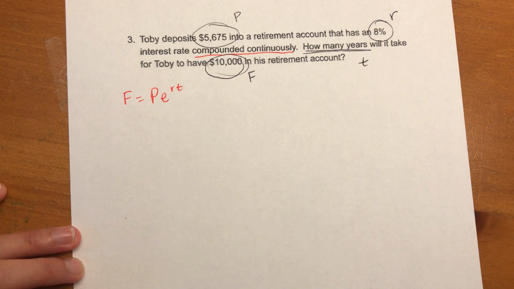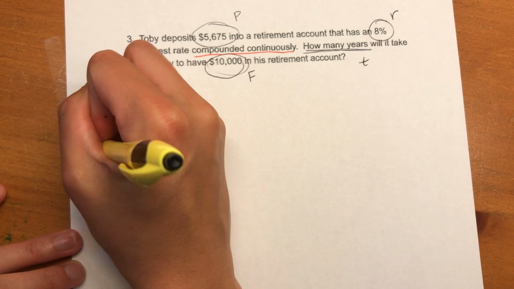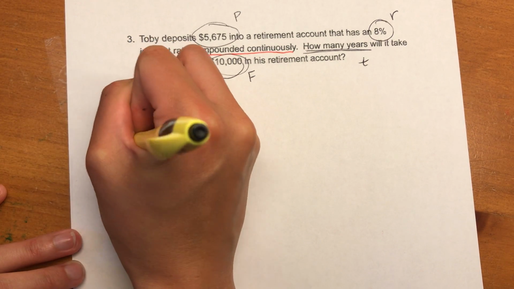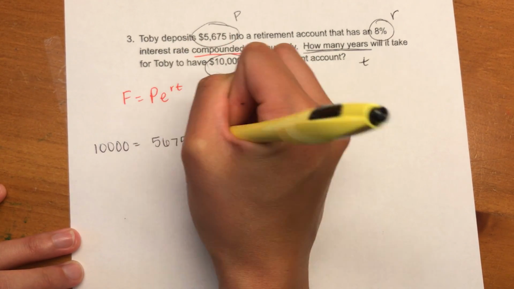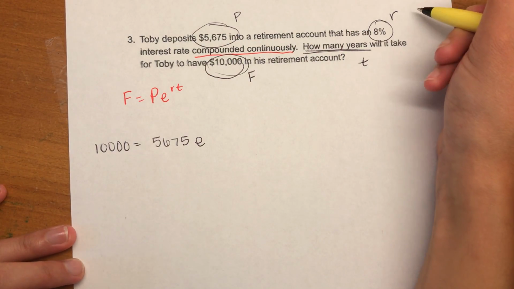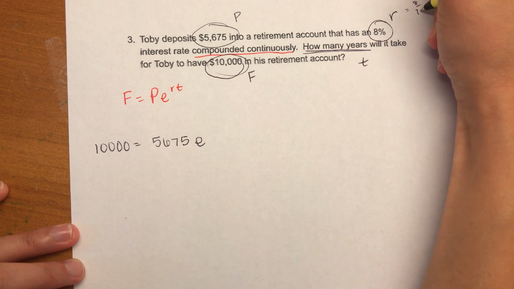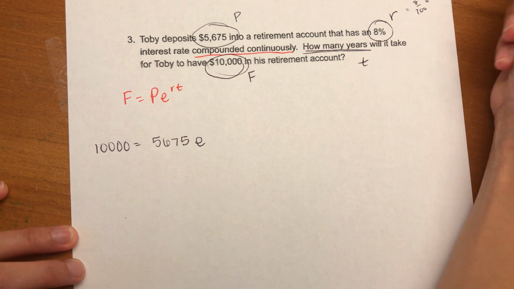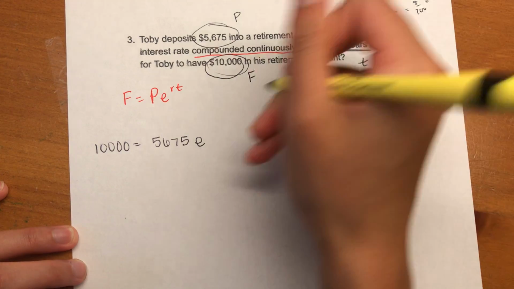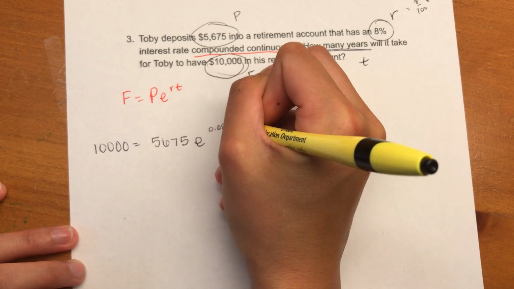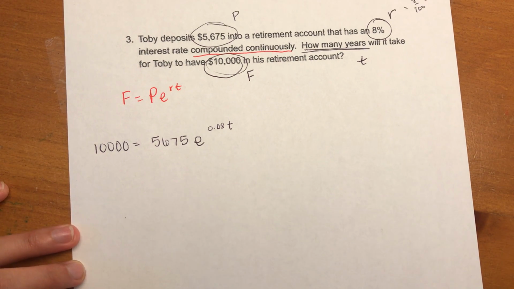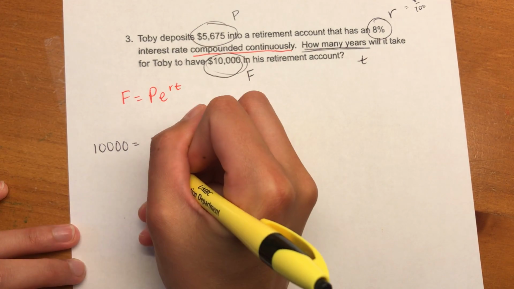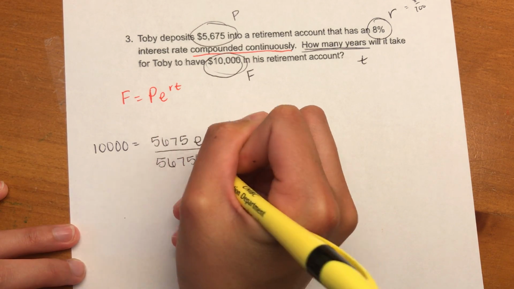So when we substitute all that in, we get 10,000 equals 5,675 e to the, now what's my r? 8 divided by 100, which is 0.08. And I don't know my t. I'm going to be solving for t. What's step number 1? Isolate the exponent. I'm going to divide both sides by 5,675.